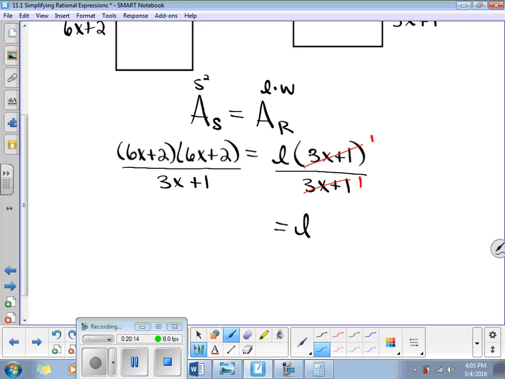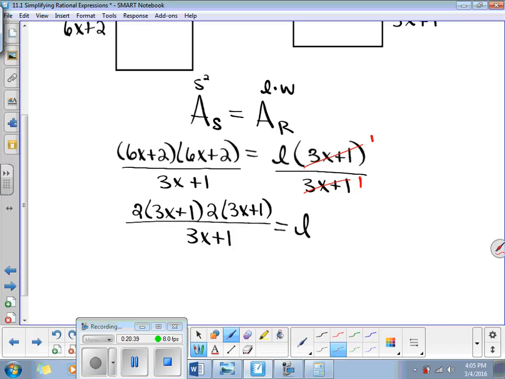So we can take out a 2 in both of those. We can factor out a 2 in both of the binomials in the numerator. So we've got 2 times 3x plus 1. And we've got another 2 times another 3x plus 1. And that's going to be all divided by 3x plus 1. So now we can cancel. Now you can only cancel 1 to 1. So you can only cancel once. You cannot cancel this one with the 3x plus 1 in the denominator. So this is what we're left with.